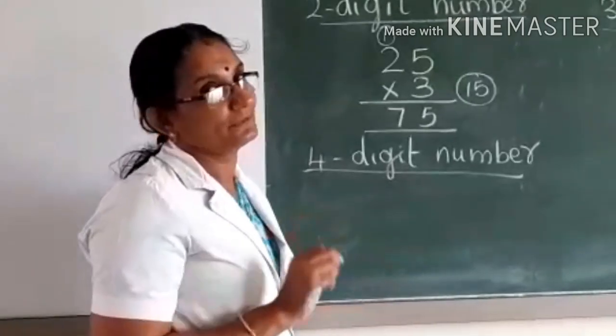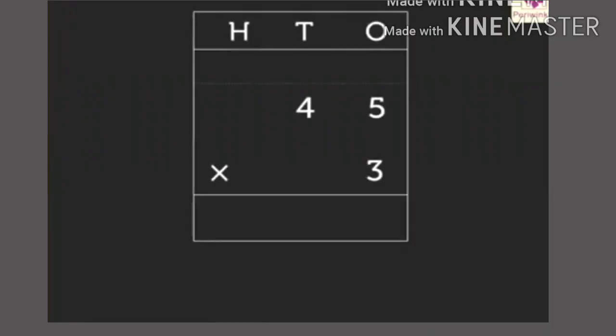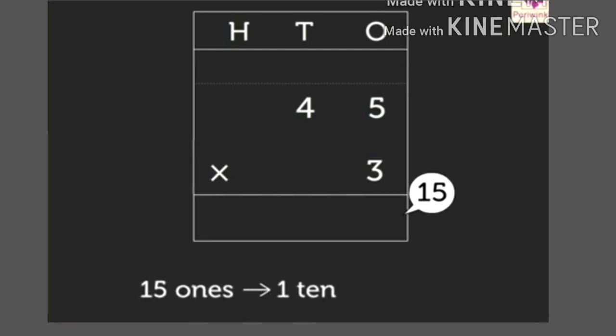So I hope you remember that now. Let us go for another example. Let us multiply the number 45 into 3. First let us multiply the digits in the ones place. Now 3 into 5 will give 15. Now, there are 15 ones and so it is grouped as 1 ten and 5 ones. Now, 1 ten is carried over to the tens place and 5 is placed in the ones place.